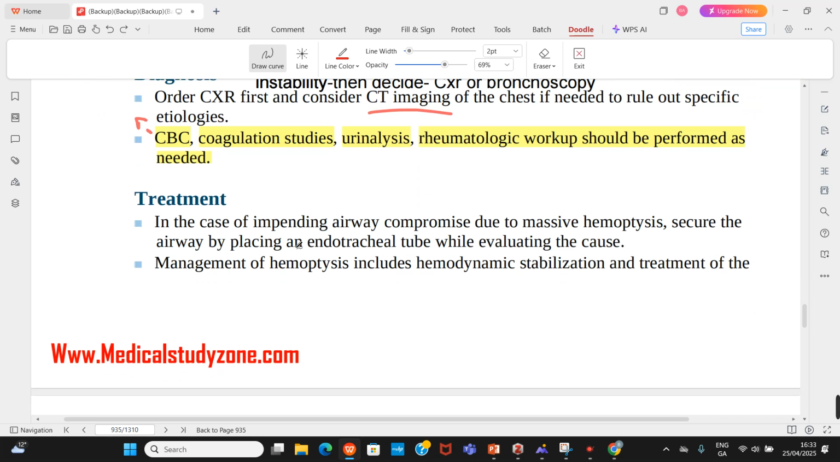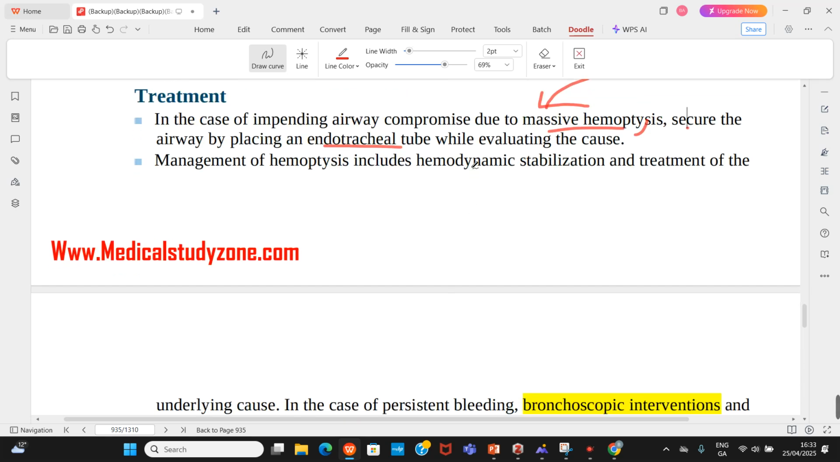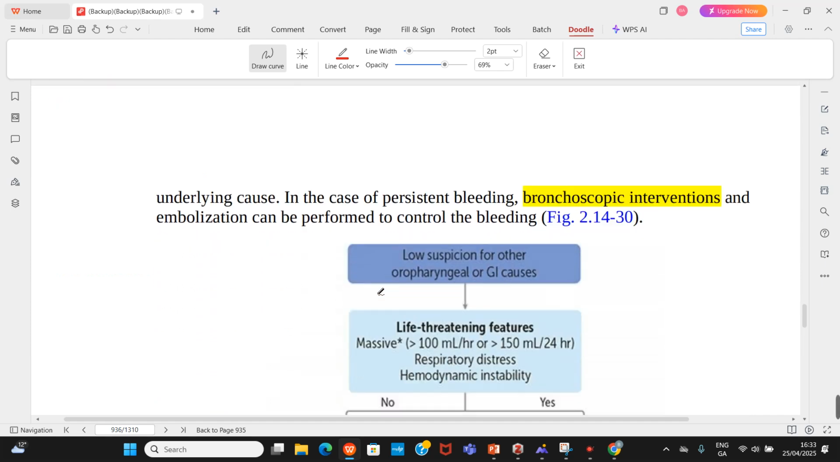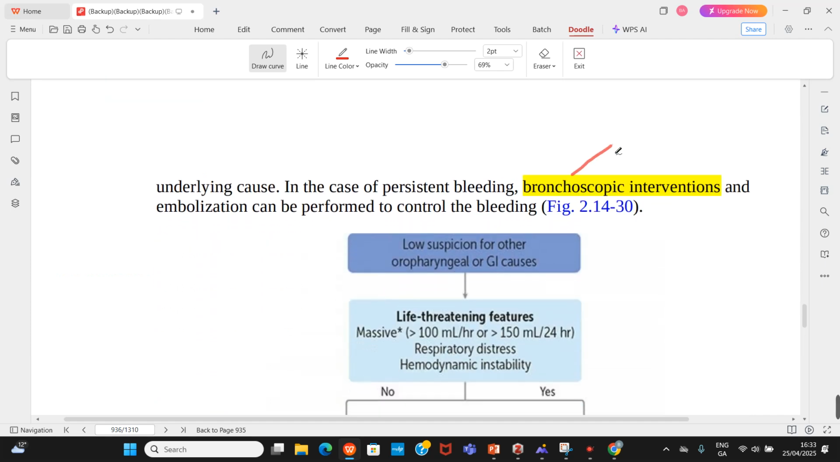So you treat the massive hemoptysis, try to secure the airway. If it's massive, bleeding more than 100 mils, or they have bled more than 600 mils in 24 hours, you want to secure the airway quickly, placing an endotracheal tube, secure their airway, transfuse blood immediately for hemodynamic stabilization. Then you now go ahead and do bronchoscopic intervention.